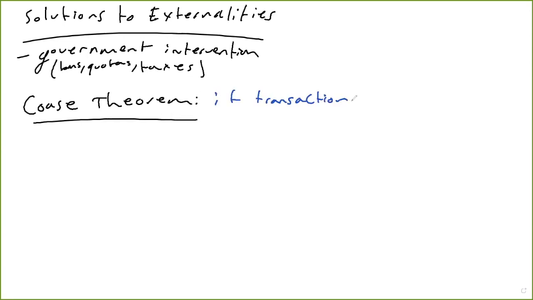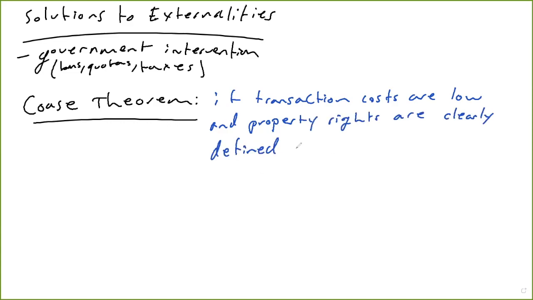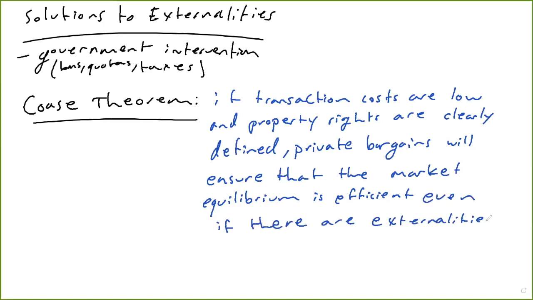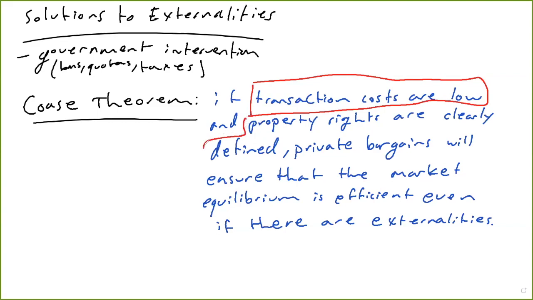So the Coase Theorem says that if transaction costs are low, and there are property rights that are clearly defined, then private bargains will ensure that the market equilibrium is an efficient outcome, even if there are externalities. So I'll underline two of these points, right? Transaction costs are low and property rights clearly defined, right? These are important caveats, and we'll look at what those conditions mean in a minute. Let's look at an example real quick.